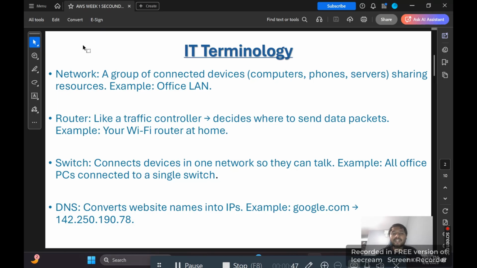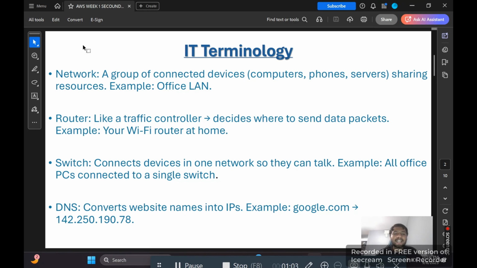Router is like a traffic controller, deciding where to send data packets. Example, your Wi-Fi router at home. The router decides how much data is being transferred, who is using too much data, and how to transfer it there.